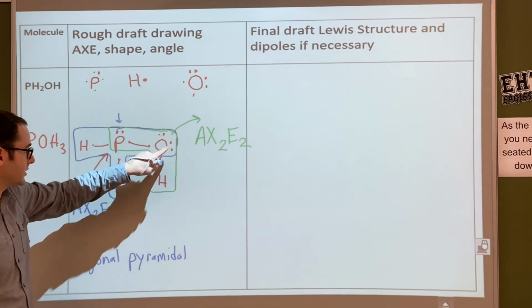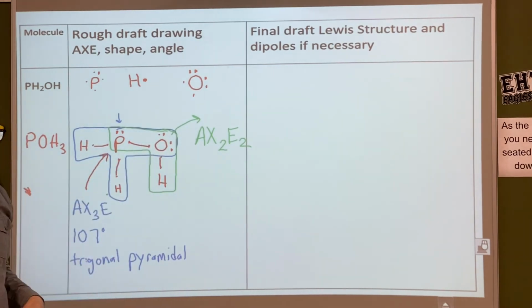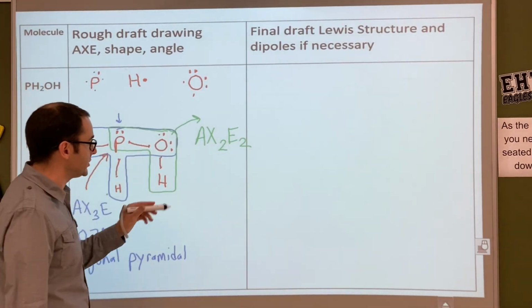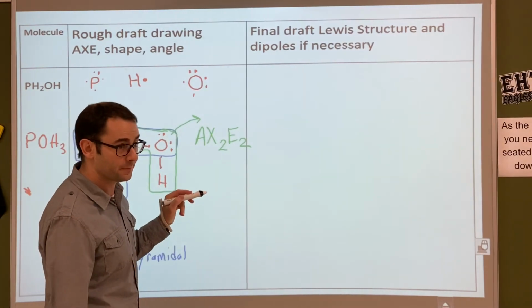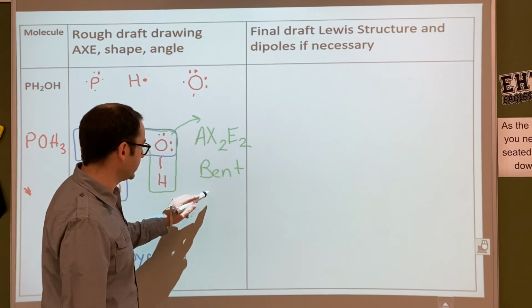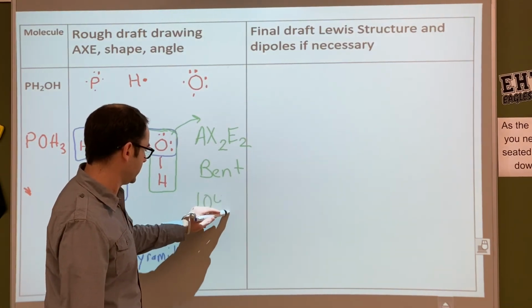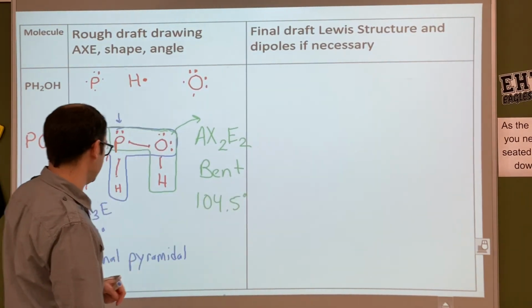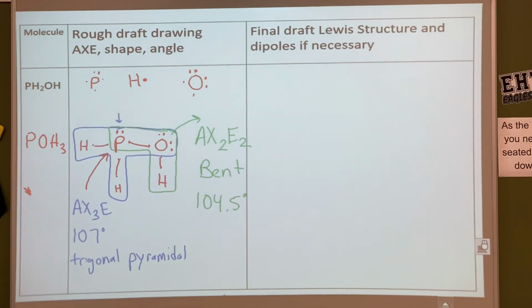The E's are the ones that are connected right to that central atom, okay? So it's AX2E2. What's the shape for this one? Yeah, bent or angular. And then what's the angle? Good, 104.5. All right, anything else you can tell me about these two? No? Shape-wise, they look pretty good, right?